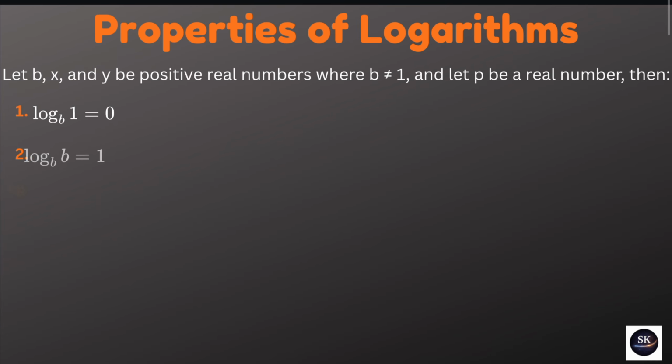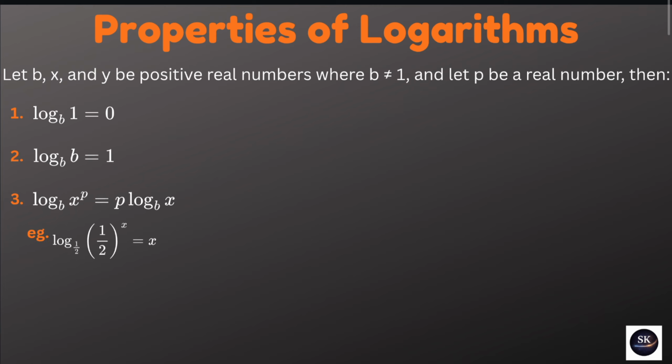Log of any number to the same base is 1. For example, log of 8 to the base 8 equals 1, which makes sense as first power of 8 would give us 8. Third property, which is an important one, it's called the power property. Log of x raised to p to the base b equals p log x to the base b.